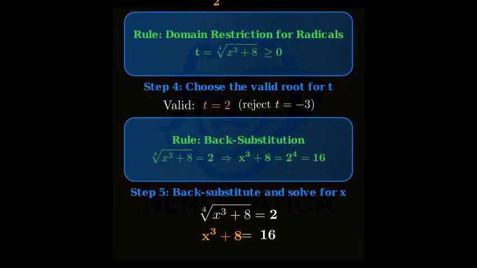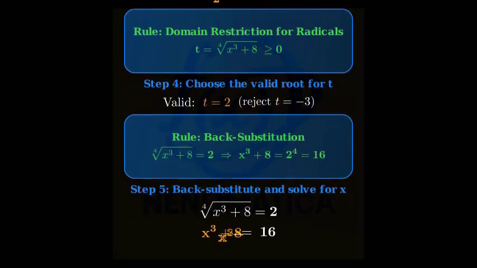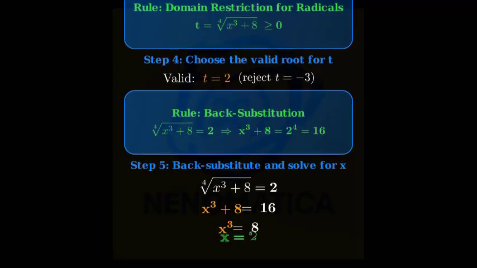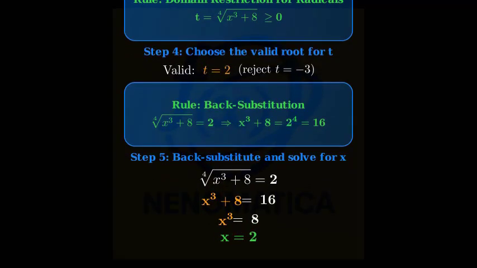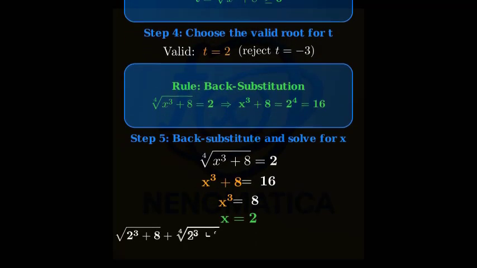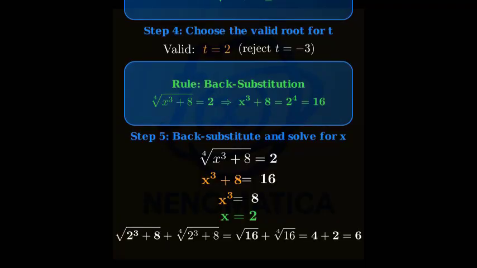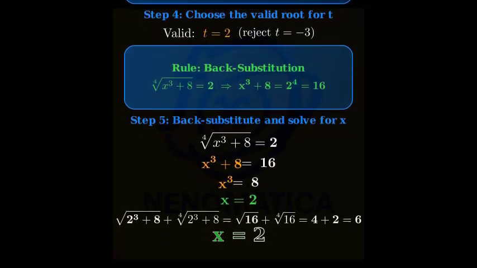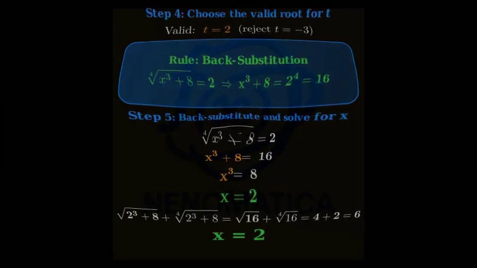We get x cubed plus 8 equals 16. Then x cubed equals 8. Finally, x equals 2. Quick challenge. Can you verify by direct substitution that x equals 2 satisfies the original equation? Substitute x equals 2 and show both radicals sum to 6. Therefore, the solution to the equation is x equals 2.